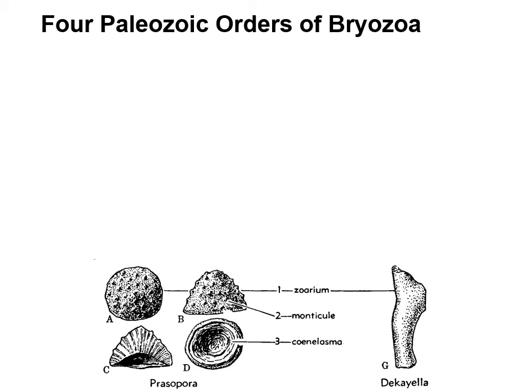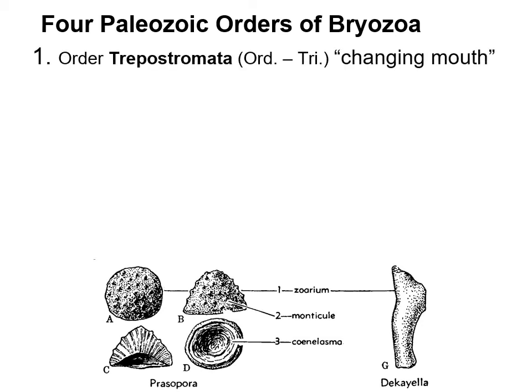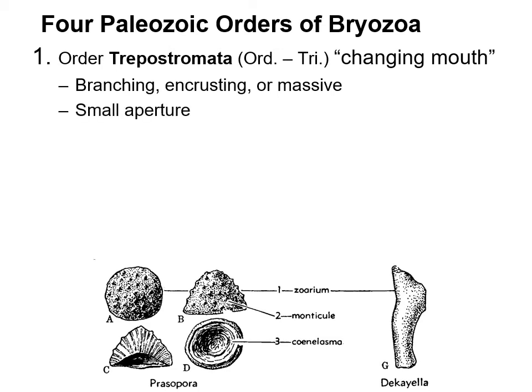So let's look at some, like 4, of the Paleozoic orders of bryozoans. The first order, which we see from the Ordovician through the Triassic, is order Terebratulida. This word translates into changing mouth, and by mouth we're looking at the opening or the aperture in which the individual zooids would extend their filter feeding apparati out. These typically form branching, encrustive, or sometimes just large, massive structures of bryozoans. They have a very small aperture for a very small lophophore.